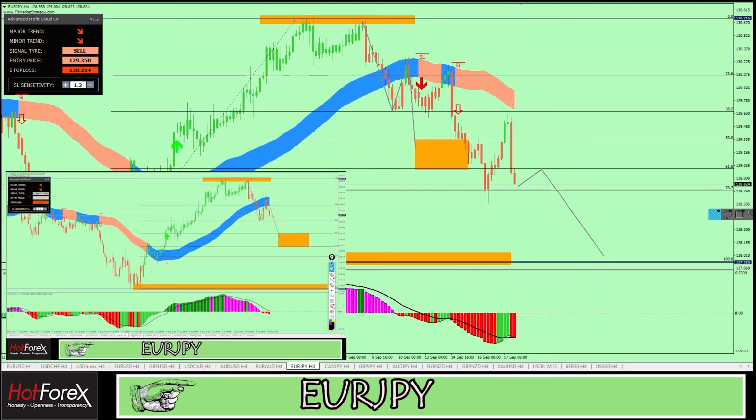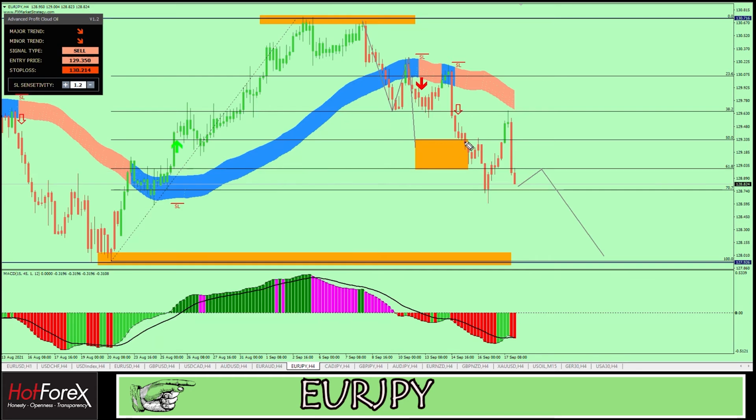EURJPY, we got the target and extra, so basically perfect right here, and actually twice we got this one here, and it did go back up here and gave you another opportunity. See guys, what happened when you get too far away from the indicator, from the trading system, from the APCO, you get back, because that was oversold. You just come very close to it and just go again.